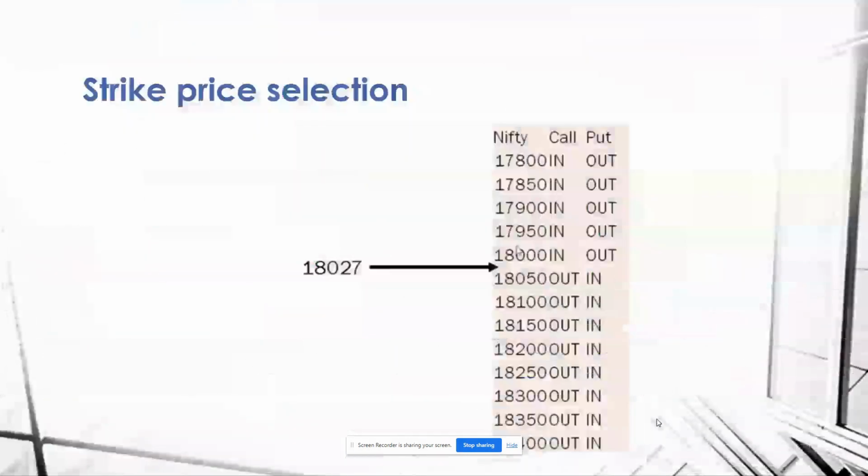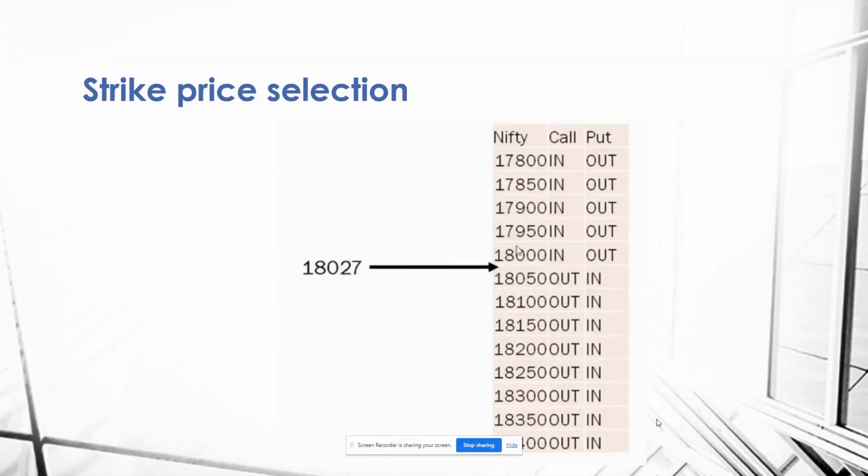Fine. So the second very important thing is the strike price selection, because nowadays the market is too volatile. It slightly breaks out the high, and immediately it will go down and break the low. So in such cases, if you are keeping a stop loss, you should have a minimum loss. For that, you should be very careful in selecting the strike price.